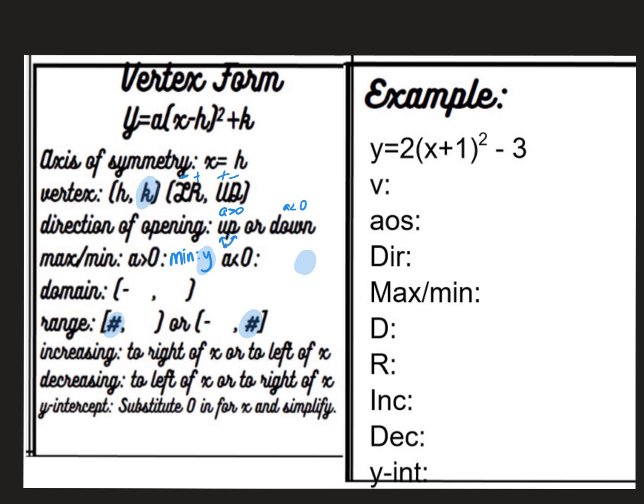Then for the maximum, that's when it's pointing down. So when it's pointing down, it's coming from negative infinity, so it has a maximum value, and that maximum value is still the y-coordinate of your vertex. And then remember, we discussed the domain is always negative infinity to positive infinity. The range, if it points up, will always be from the y-coordinate of your vertex to positive infinity. And if it points down, it will be from negative infinity to the y-coordinate of your vertex.